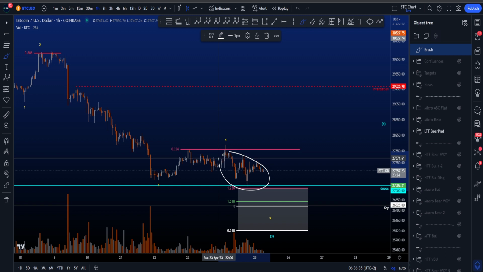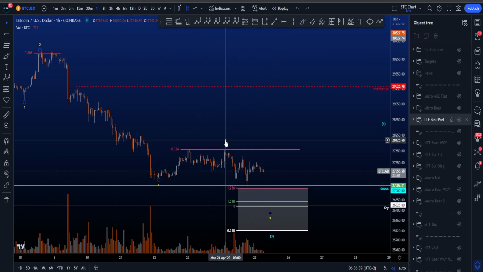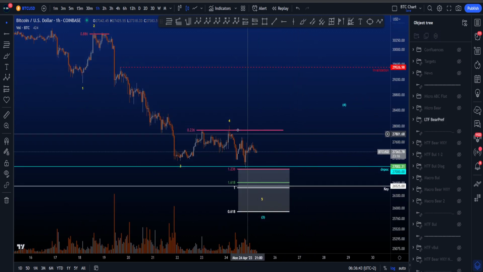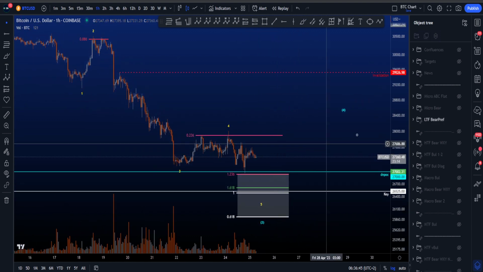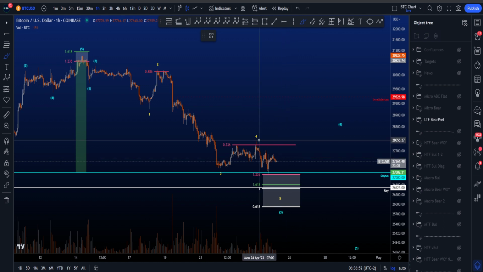Now looking at this structure over here, I do have a scenario where we go up once more and then the wave 4 will move to the right side. But as it stands now, I would prefer price going to the downside. But of course we go into the micro time frames and I'll show you what's up, including also with the CVD.